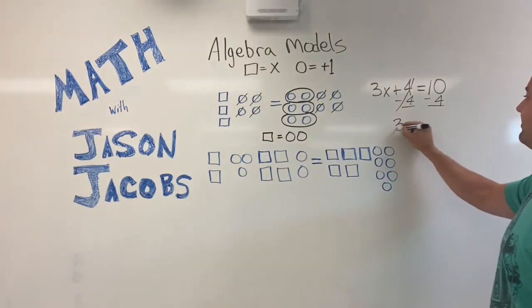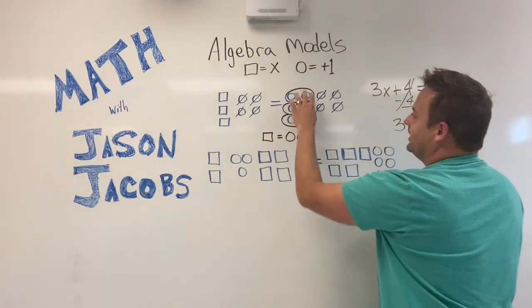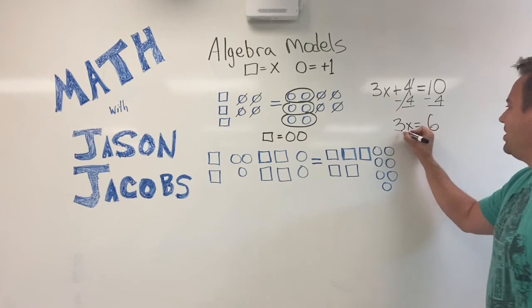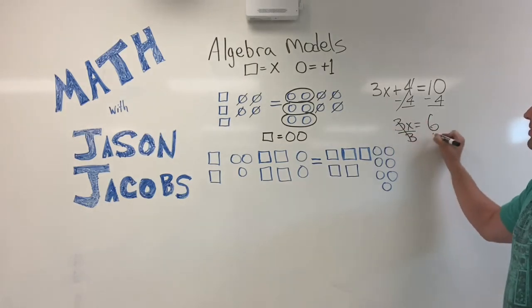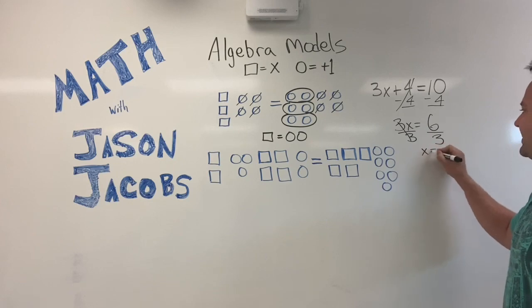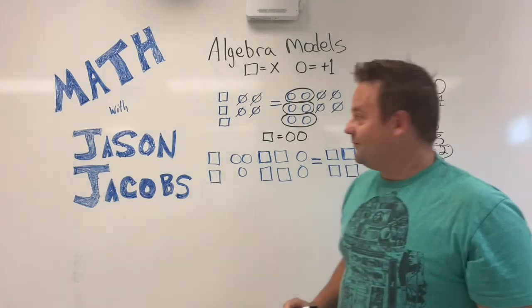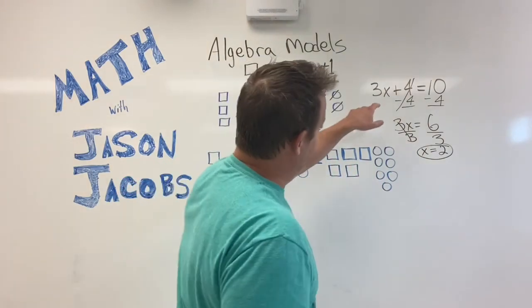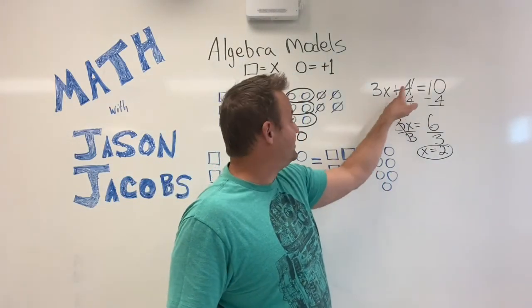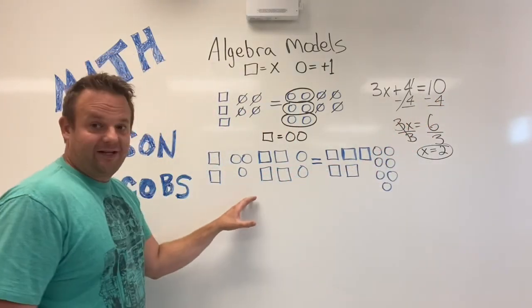So now I have 3x equals 6. And now we'll divide by 3 on both sides. You get 6 divided by 3, and you get 2. So x equals 2. You should always check just to make sure it's right. 3 times 2 is 6, plus 4 is 10. That checks out.